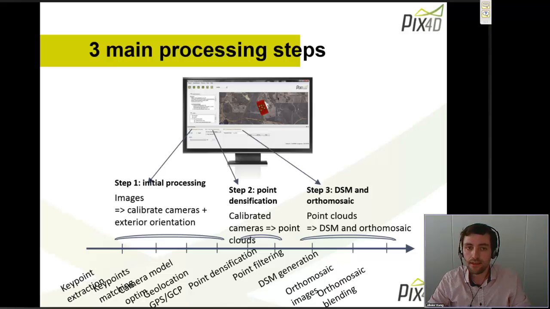And this is done in three main processing steps in Pix4D Mapper. I'm going to mostly talk about the initial processing. The initial processing is really the step which is going to estimate by itself automatically all the external and internal orientation of the images. It does that by computing key point extraction, matching them, doing a camera model optimization, and geolocation. This webinar is not really focused on the next two steps because the flight planning is mostly going to impact the first step.